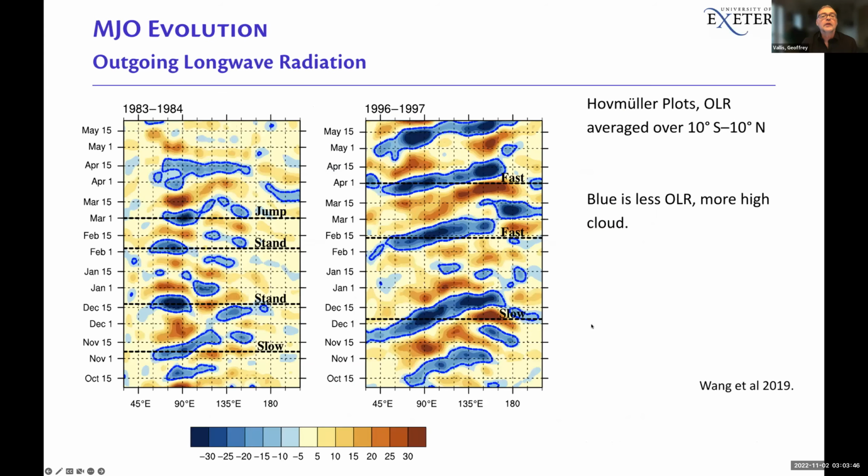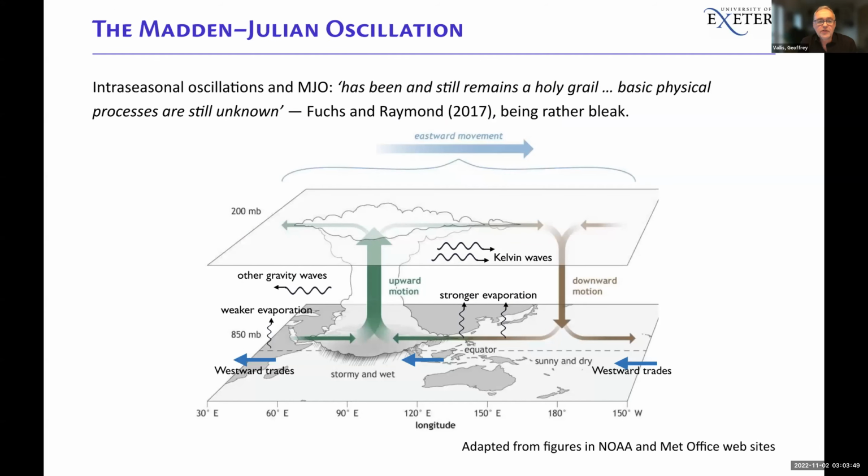And this is what the MJO is. This is taken from some figures which appear both on the NOAA website and the Met Office website. The MJO has been described in this paper by Fuchs and Raymond as having been and still remaining a holy grail, that the basic physical processes are still unknown. I think that's a little bit bleak, because I think we do know something about it. But this is basically what the structure is.